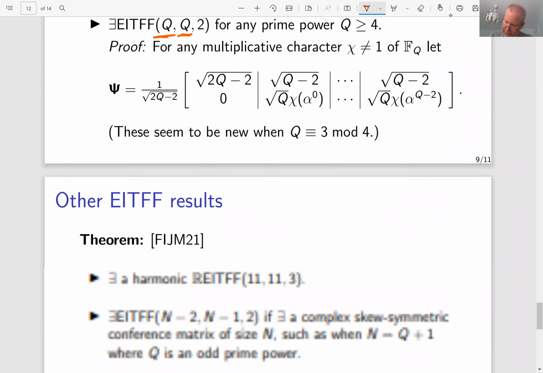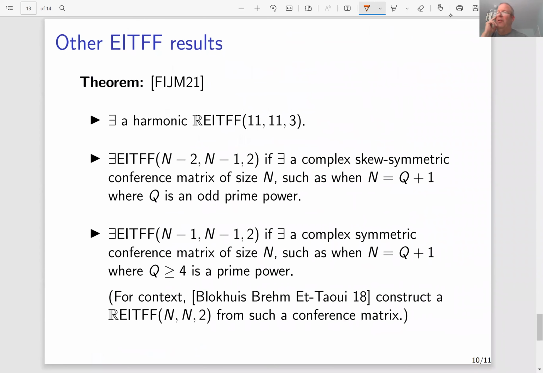Okay. So there's other stuff along these lines that I won't go into any detail, but even though the construction is inherently complex because you're multiplying by all these roots of unity, with enough symmetry, you can actually build real things from this. And just as an example that this technique might have some legs to it, we were able to build a real EITFF where the subspaces are actually 3-dimensional, not 2-dimensional. That took some doing. It's a very technical construction, but 11 3-dimensional subspaces of real 11-dimensional space.